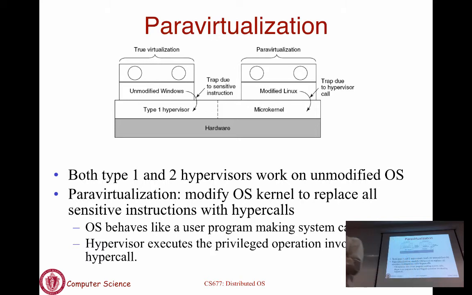Okay. So early type 1 hypervisors used para-virtualized kernels because the hardware did not support virtualization.